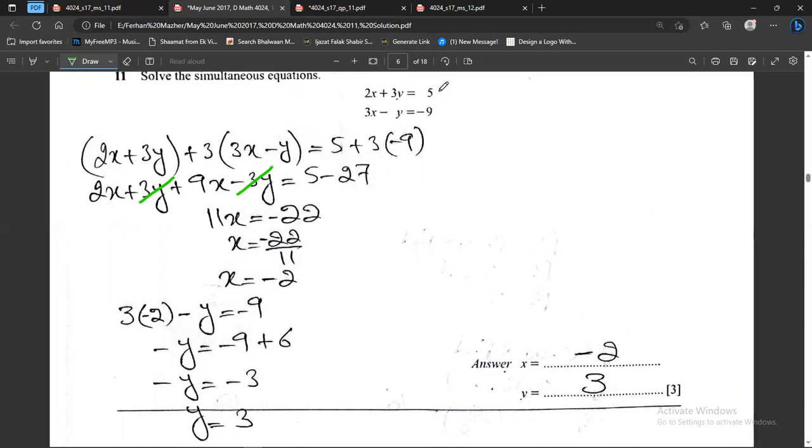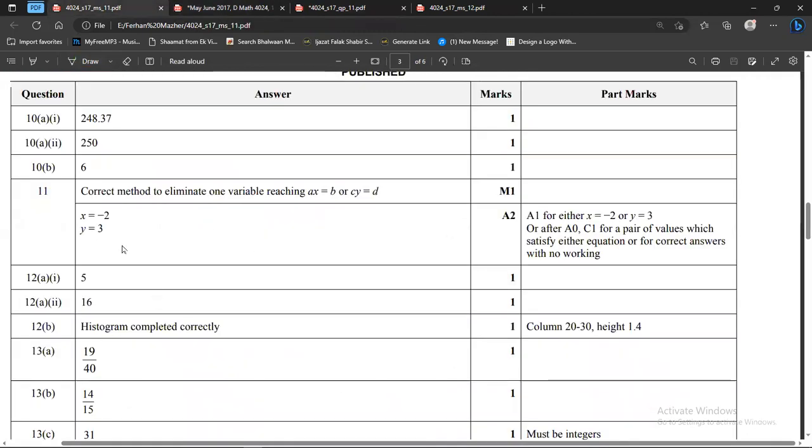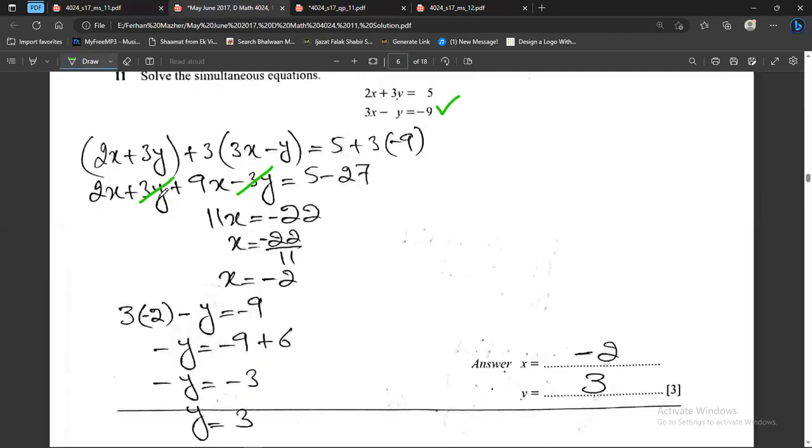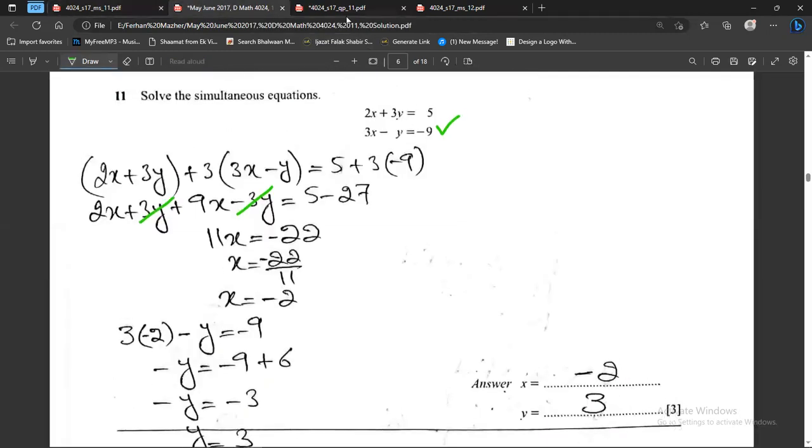Now, in this second equation, I'm going to put minus 2 in the place of x. So it will be 3 into minus 2 minus y equals minus 9. So minus y is equal to minus 9 plus 6. And minus y will be equal to minus 3. So minus will be cancelled. So y will be equal to 3. So now the value of x is minus 2 and the value of y is 3. And our answers are right. This is the solution of question number 11.